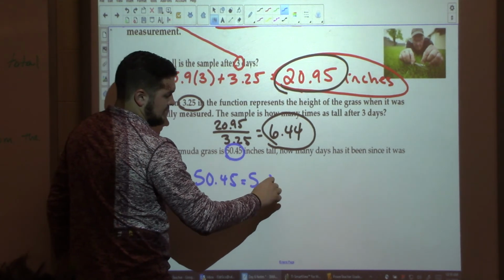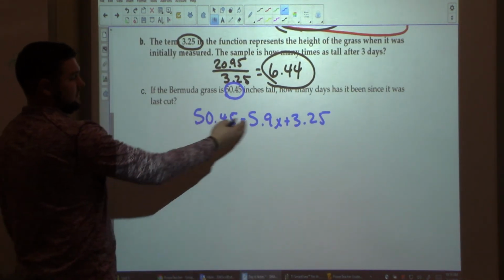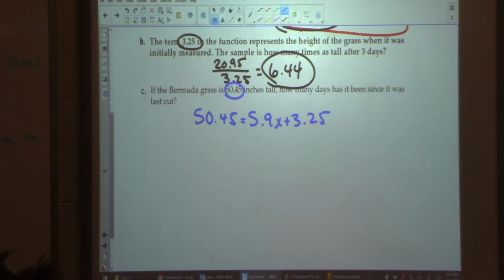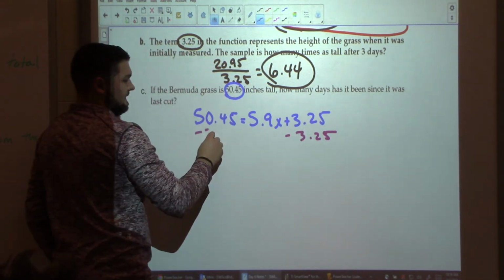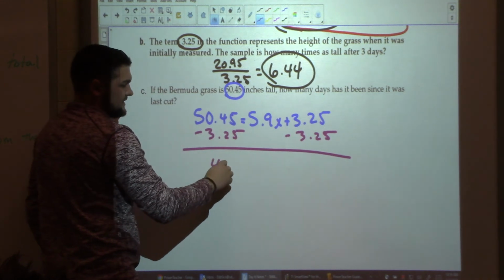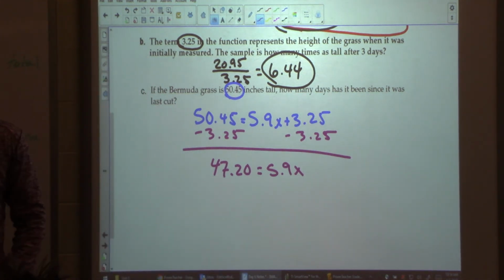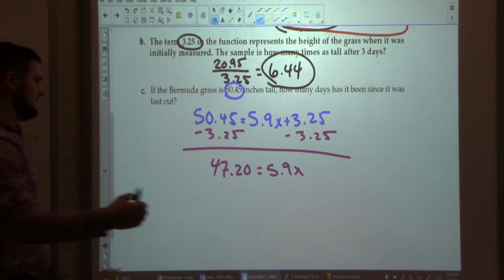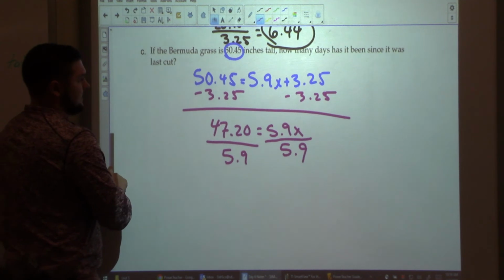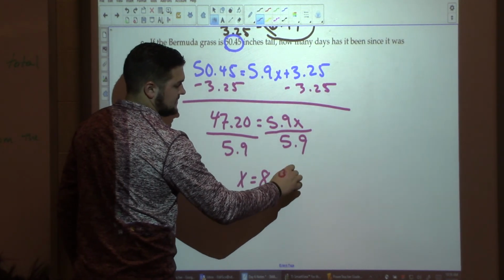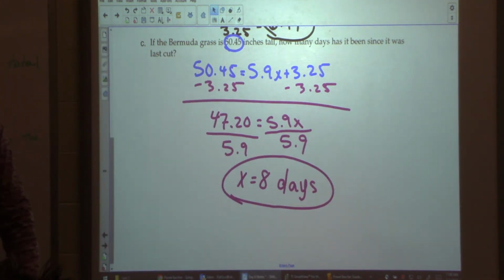equals 5.9x plus 3.25. And then I'm going to find my x value. So it wants to know how many days. X is how many days. So subtract 3.25. We have 47.20 equals 5.9x. What's my last step got to be? Divide by 5.9. 8. X equals 8 days. It has been 8 days since they cut the grass. In other words, way too long.